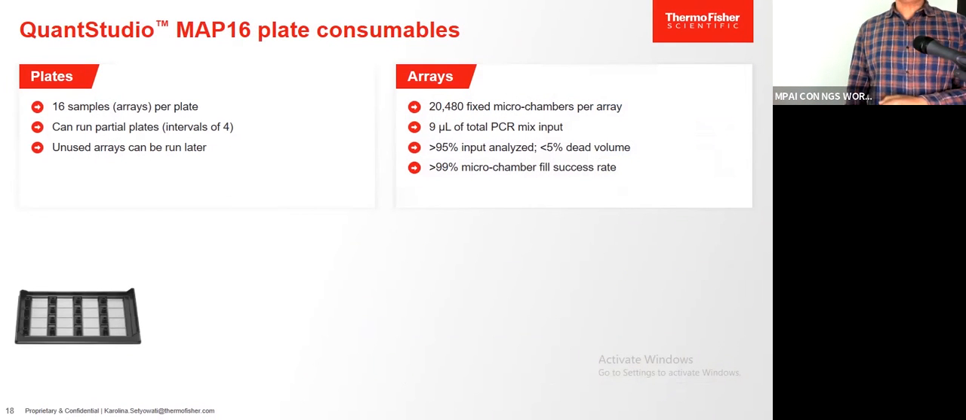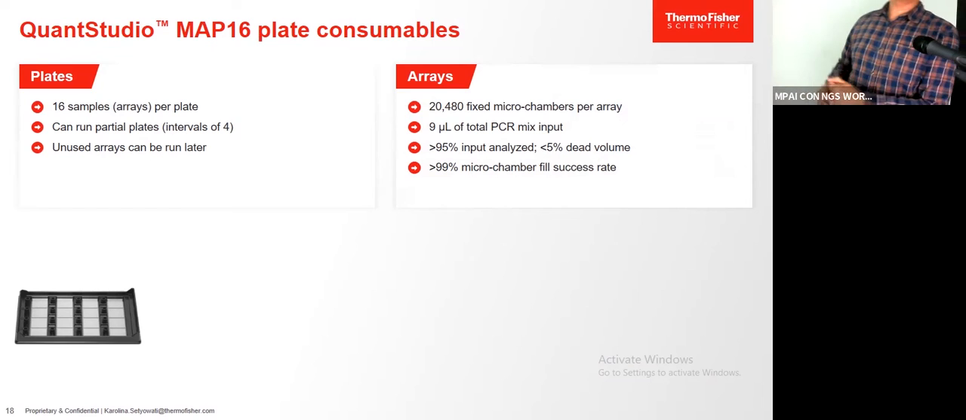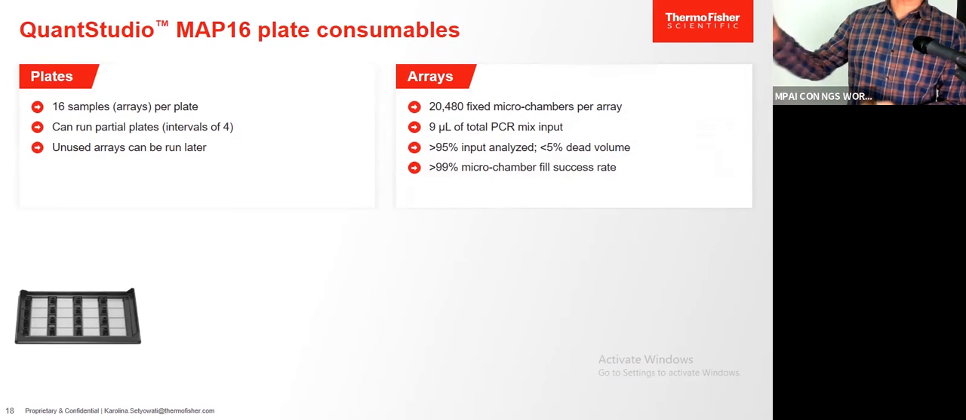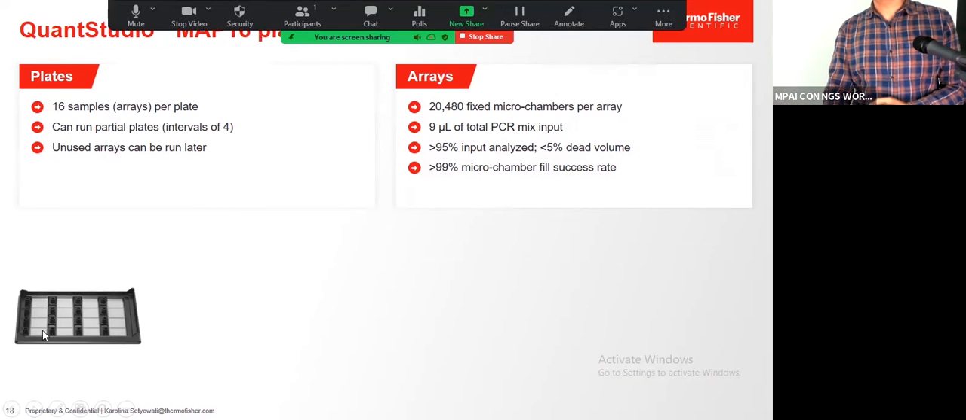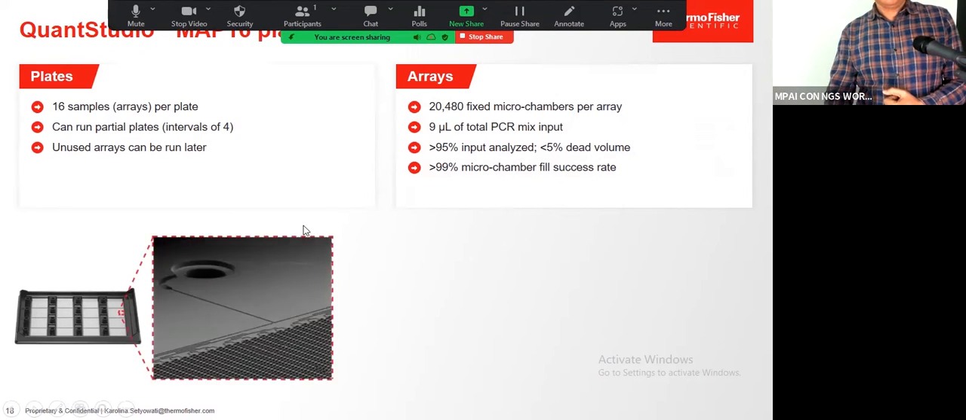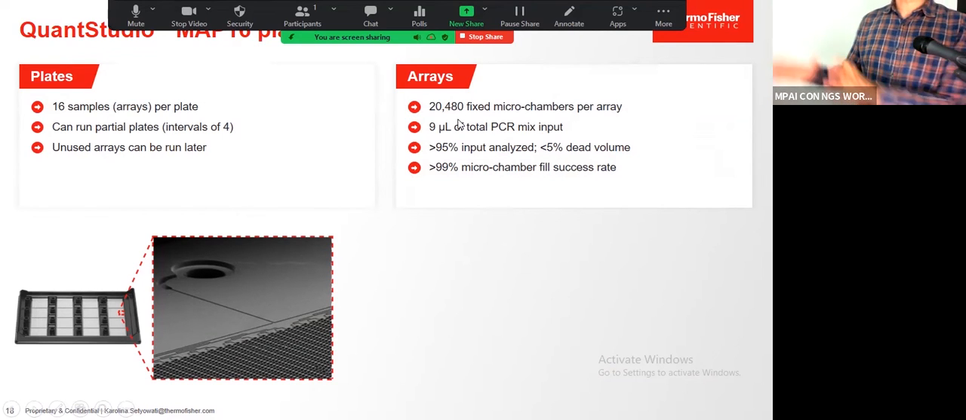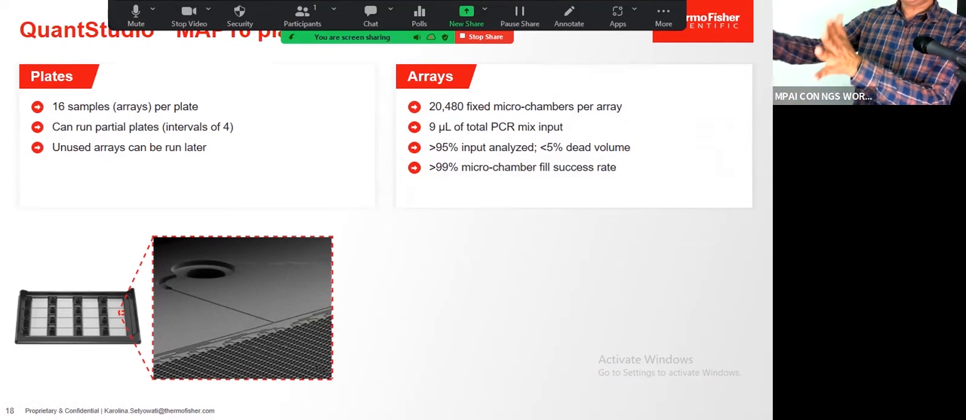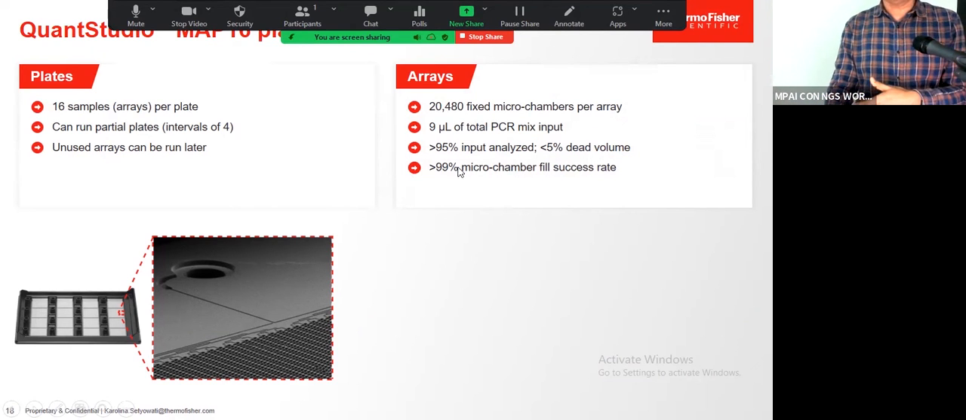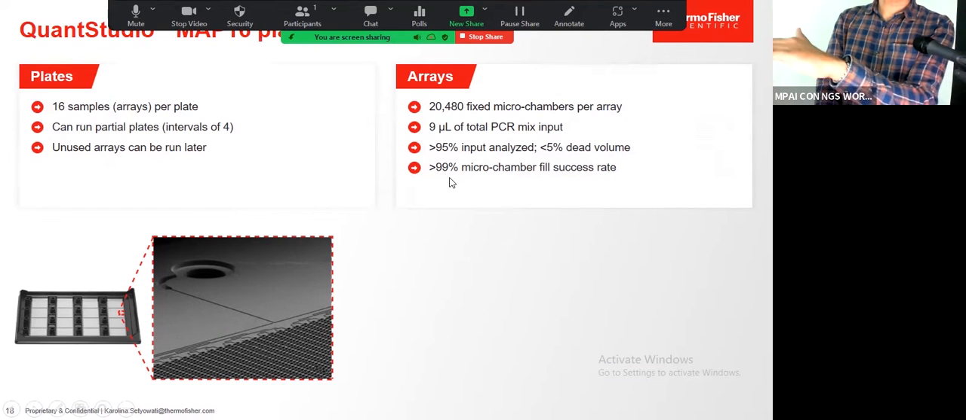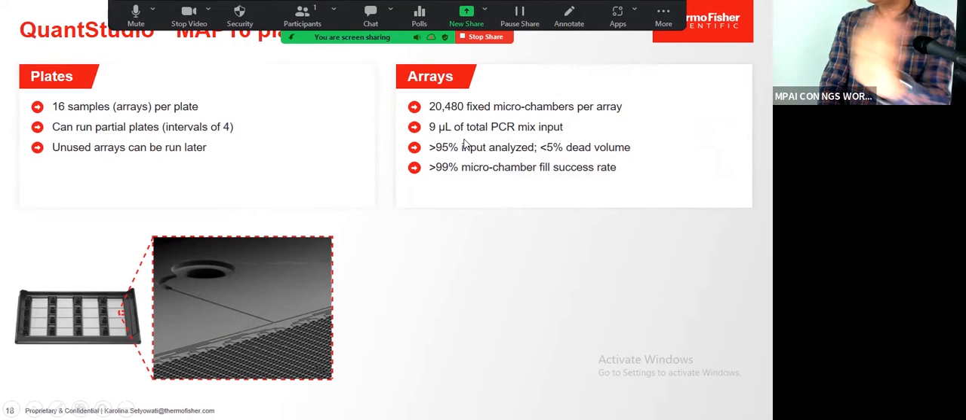Now, as I mentioned, this is the plate. The technology is called microfluidic array plate technology. We have a plate with 4 arrays, and each array has 20,480 fixed microchambers. Because we have fixed microchambers, we are not generating them. That's why the consistency is very high, and every time we get more than 99% microchamber fill success rate. More than 95% of your sample is analyzed.